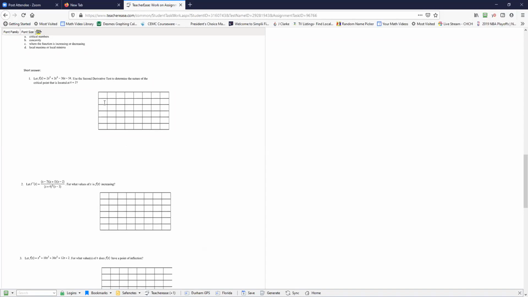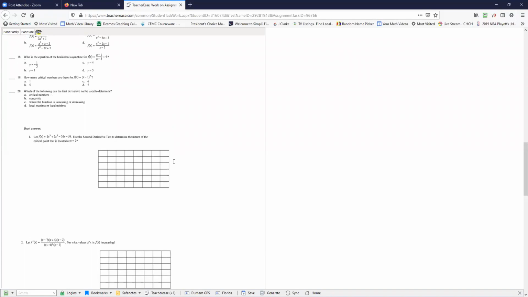So I'm going to try to make these cells big enough so that you can put in the various intervals if any kind of interval analysis is required. Okay, let's take the first question as an example. The first question asks you to use a second derivative test to determine the nature of the critical point located at x equals 2. In fact, this question does not require a table. The table is there, but it is not required. So just ignore the table.